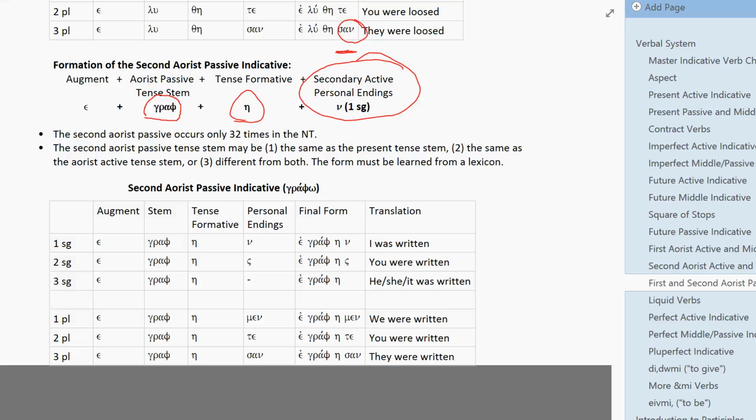This second aorist passive only occurs 32 times in the New Testament. So when I call it the irregular aorist passive, there's some truth to that. It is pretty irregular because it rarely occurs. And the tense stem for this one is just all over the map. It can be the same as the present tense stem. It can be the same as the aorist active tense stem, or it could be different from both of them. It might just be completely unique. So you need to just learn it from a lexicon.